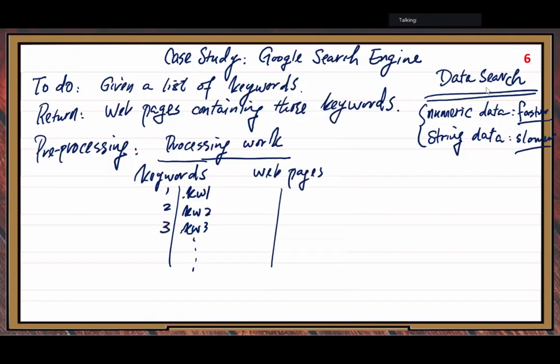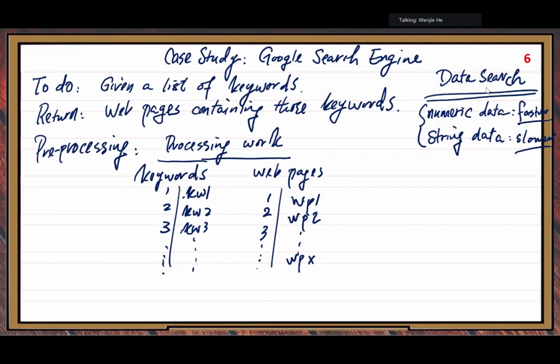Later, we will call it primary key. Primary key, the concept. Here, numeric ID, unique, primary key. Each keyword. Then, web pages, you have a list of web pages: page 1, page 2, and so on. Then, you can also have a numeric ID, right? Primary key.